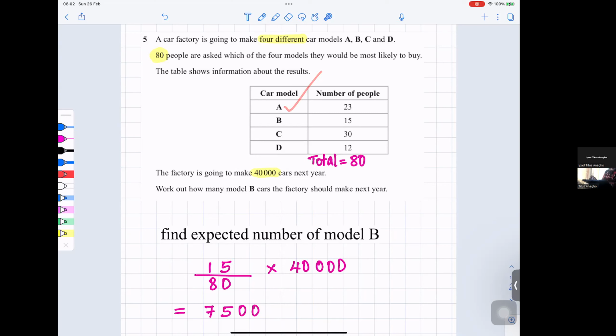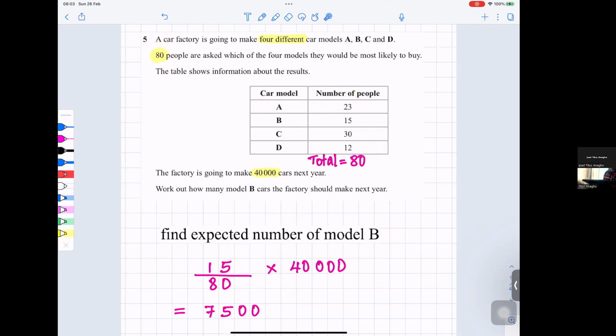Car model A, number of people 23. For B, the number of people 15. For C, 30 people said they would buy it. For D, 12 people said they would buy it. So the total, adding all of them, is 80. And they also tell us that in the question, that is 80 people. Sometimes they don't tell you that, so you have to add all of this to get that 80.